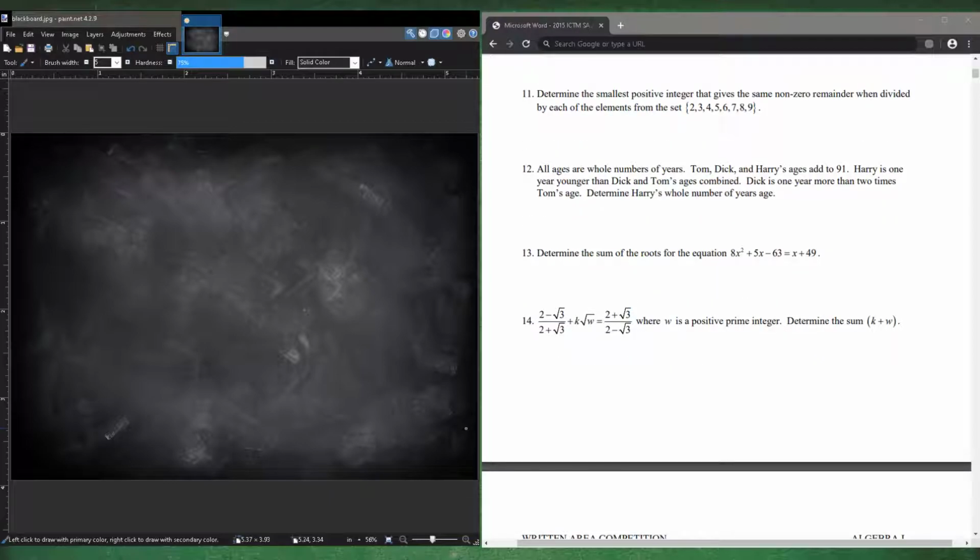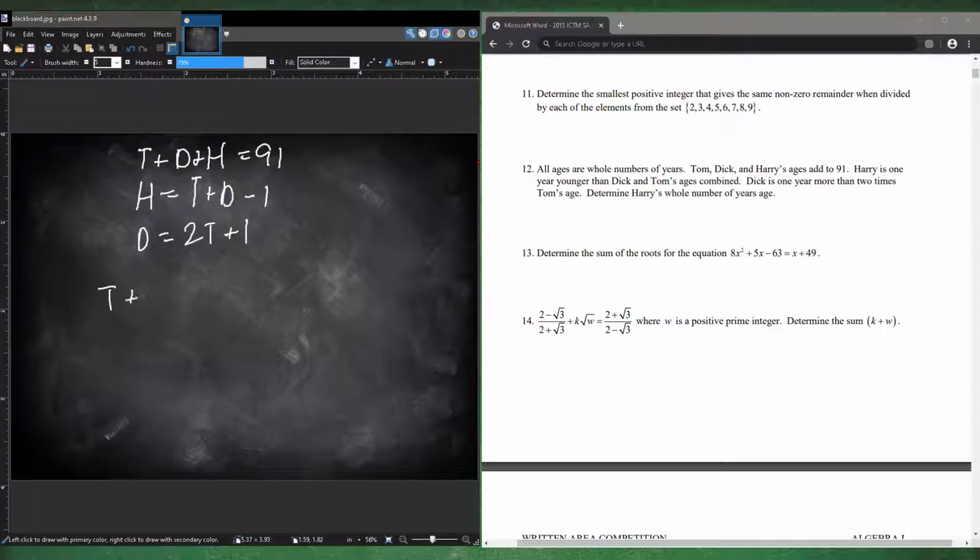12. All ages are whole numbers of years. Tom, Dick, and Harry equals 91. Harry is 1 year younger than Tom and Dick's ages combined. So Harry equals Tom plus Dick's age minus 1. And Dick's age is 1 year more than 2 times Tom's age, so 2 times Tom plus 1. Okay, so we need to find H because we need to find Harry.